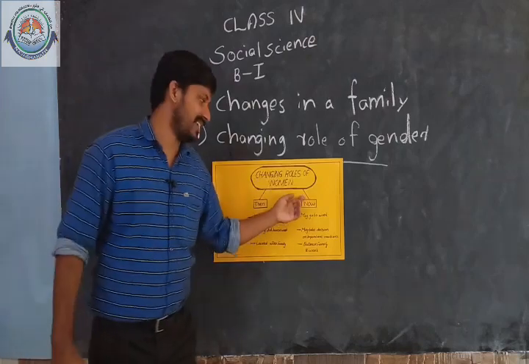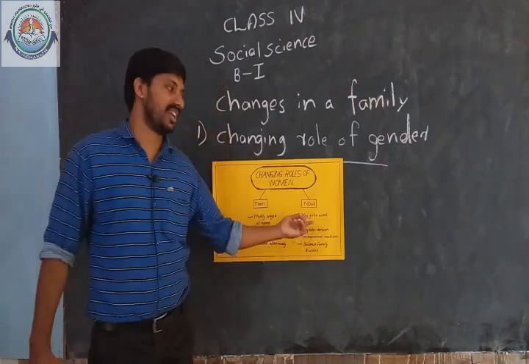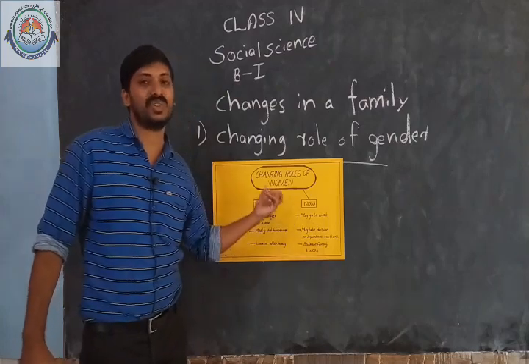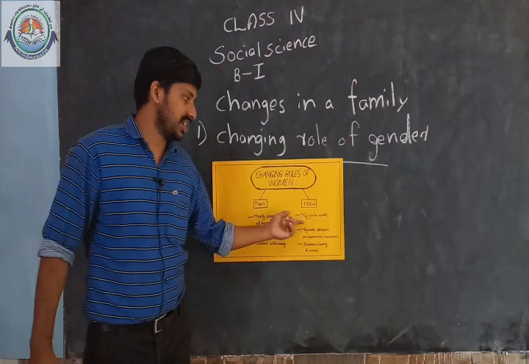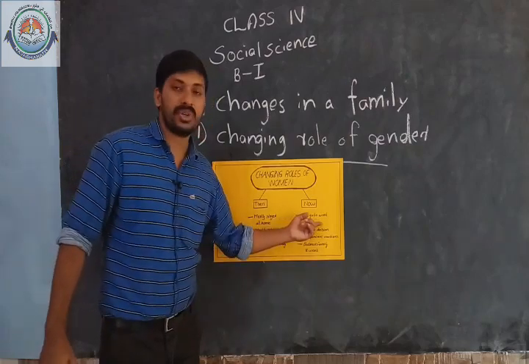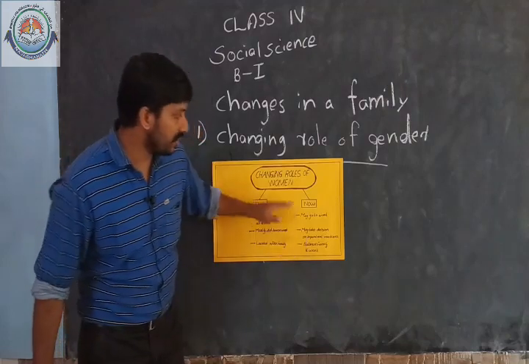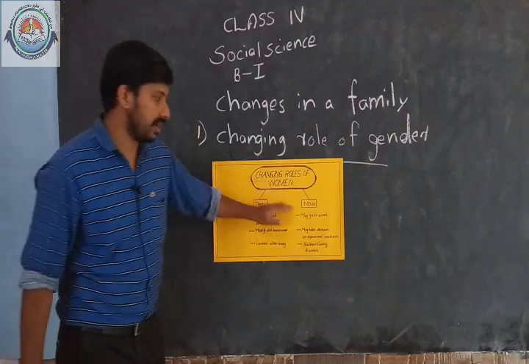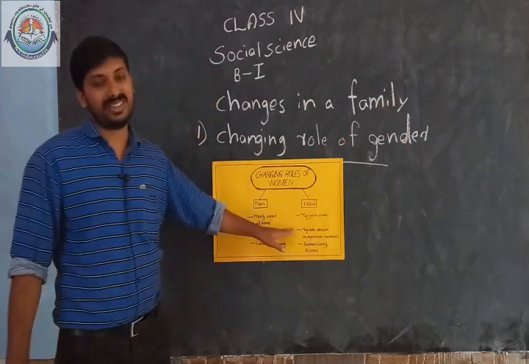Now what happens? Now women may go to work. Women have started to get educated. They learn many subjects. Then they go to work. They get many kinds of work. Another point of changing roles of women is that they may take decisions on important matters.